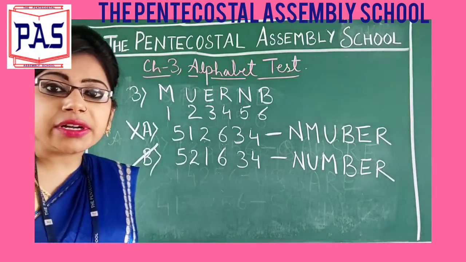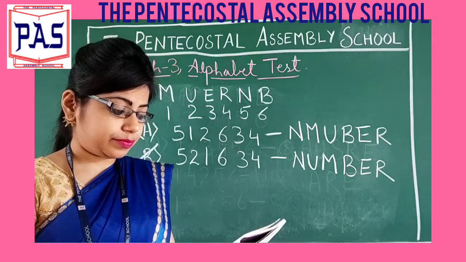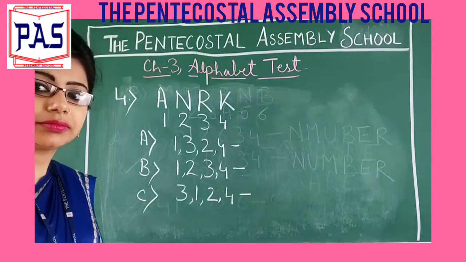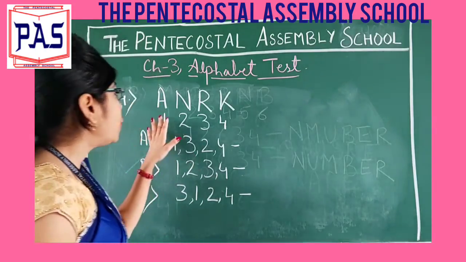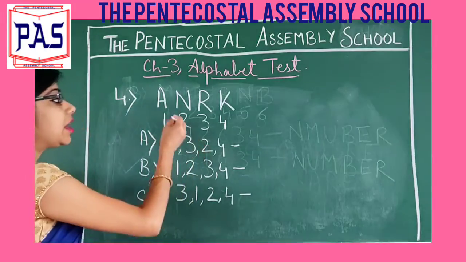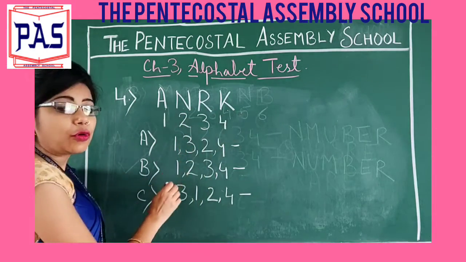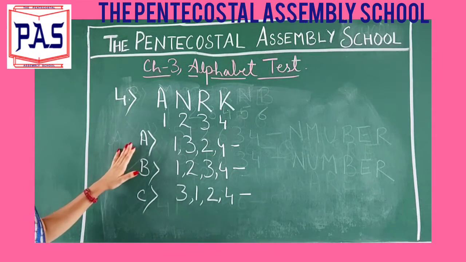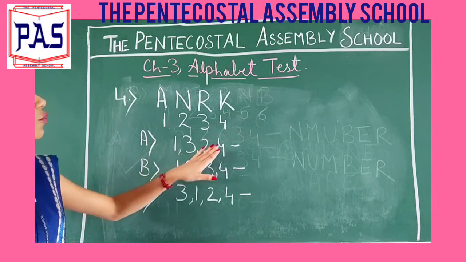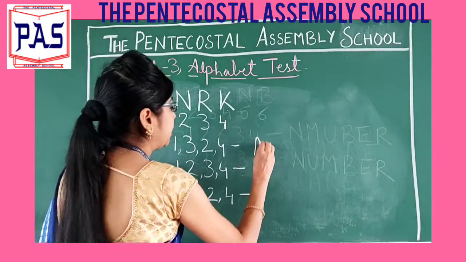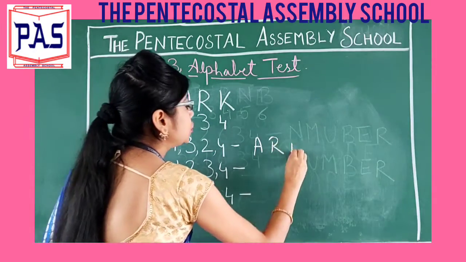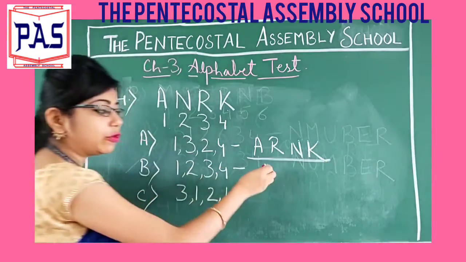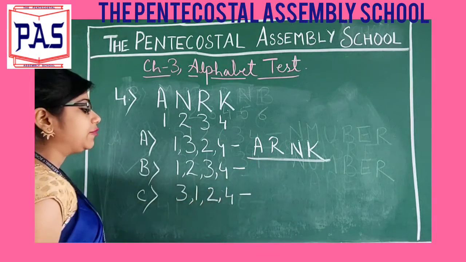Have you understood, children? Now let's move towards question number 4. In question number 4, given are A, N, R, K, followed by the numbers 1, 2, 3, 4. Now let's check out options. Option A, 1, 3, 2, 4. 1 is for A, 3 is for R, 2 is for N, and 4 is for K. This is not a meaningful word. These letters are not forming a meaningful word.